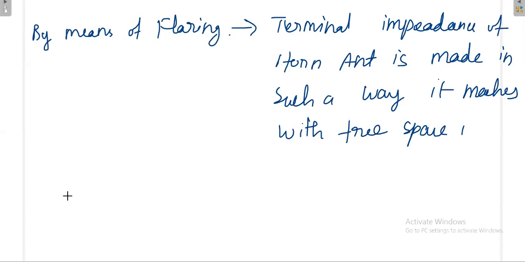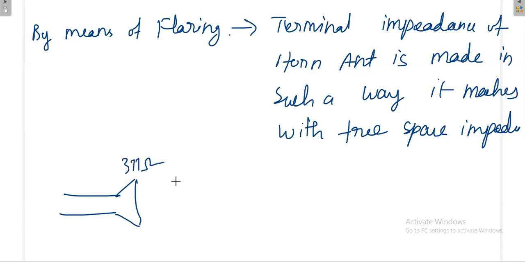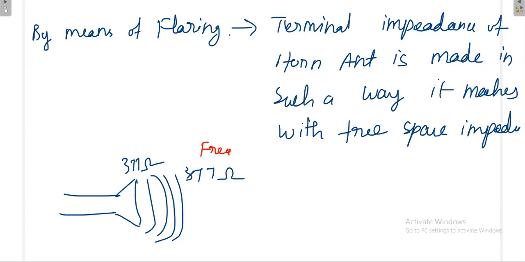What I'm telling is, when you flare in such a way, the impedance provided by this terminal is equal to the impedance provided by free space, 377 ohm. Once the impedance of the terminal of the horn antenna and free space are the same, then whatever energy is coming from this horn antenna can go into the free space. That's the idea. This is free space and this is measured here at the terminal. That's why the flaring is done.